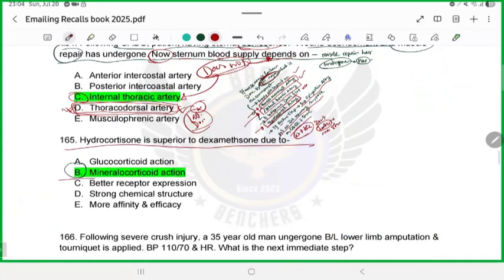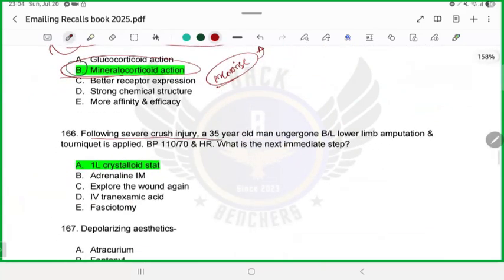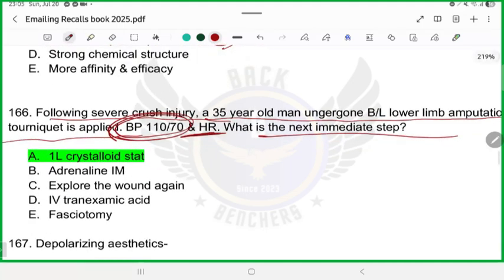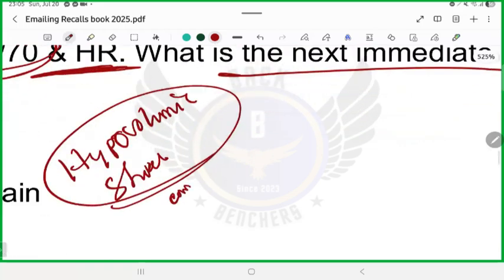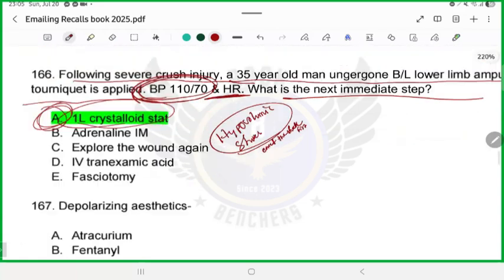Hydrocortisone is superior to dexamethasone due to mineralocorticoid action. Memorize it. If this question comes, it will come with the same stem with the same answer. Following a severe crash injury, a 35-year-old man undergoes bilateral lower limb amputation, and a tourniquet is applied. BP 110 by 70. What is the immediate next step? This is a scenario of hypovolemic shock. What do you give? Crystalloid. Correct the shock first.